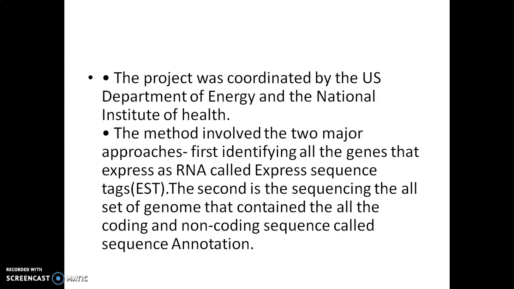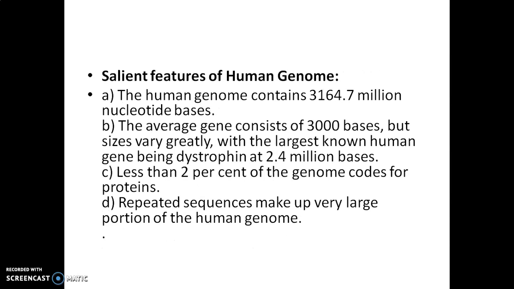And the method involved two major approaches. The first one was identifying all the genes that express as RNA, called ESTs, expressed sequence tags. The second one was sequencing the whole set of the genome, the genetic pool that contains all the coding and non-coding sequences, called sequence annotation. So, what are the findings? What are the salient features of the human genome?